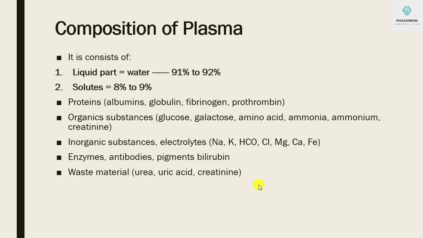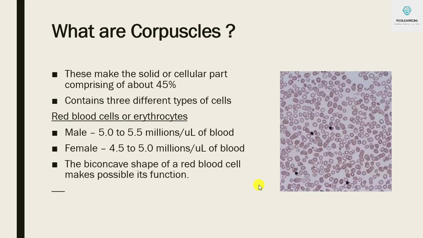So next I want to talk about corpuscles, and this is just a difficult word we can use for red blood cells or for the solid portions of the blood. So the solid or cellular portions of blood comprise about 45% of the blood, and generally they contain three types of cells.